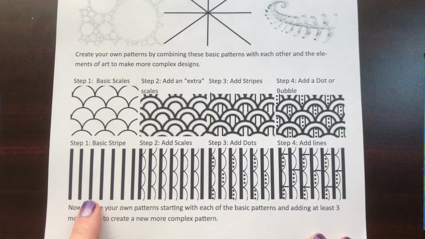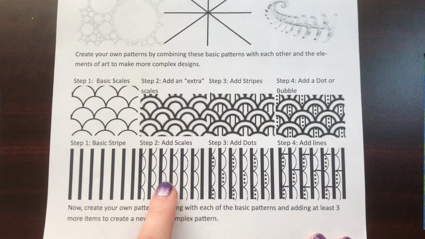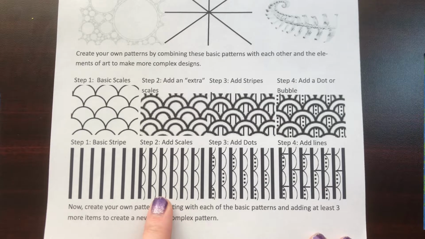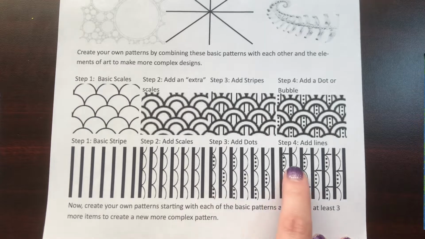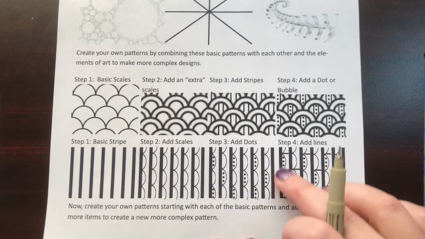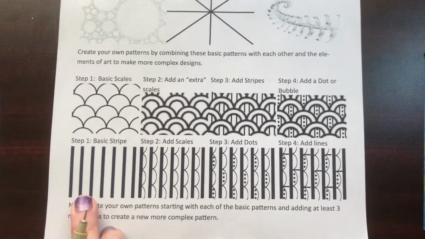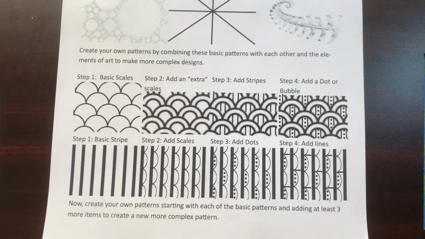Same thing with this basic stripe here. So I just took a basic stripe, and then I added on some scales, and then I added on some dots in a pattern, and then I just added on some lines in a pattern as well. And this looks significantly more complex than that one. So now you're going to create your own pattern, starting with each of the basic patterns and adding at least 3 more items to create a new and more complex pattern.